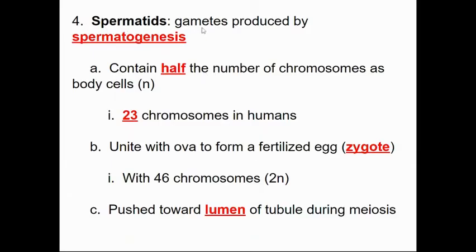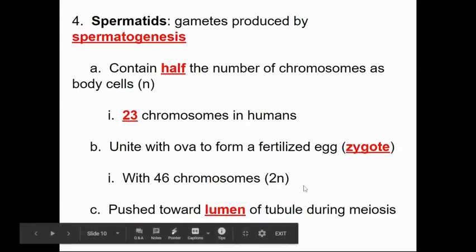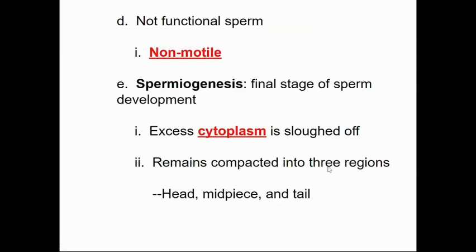So what's a spermatid? It is the sex cell that was produced by spermatogenesis. Some facts about it: it contains half the number of chromosomes. So for a human, that means that sperm has 23 chromosomes. What's it going to do? Unite with an ova to form a fertilized egg, which is going to be called a zygote. And we'll cover that in another day. So now, once it's fertilized, you have the full 46 chromosomes that you should have to do proper development. Where are these spermatids located? In the lumen of the tubule, in the hollow space of the seminiferous tubules.